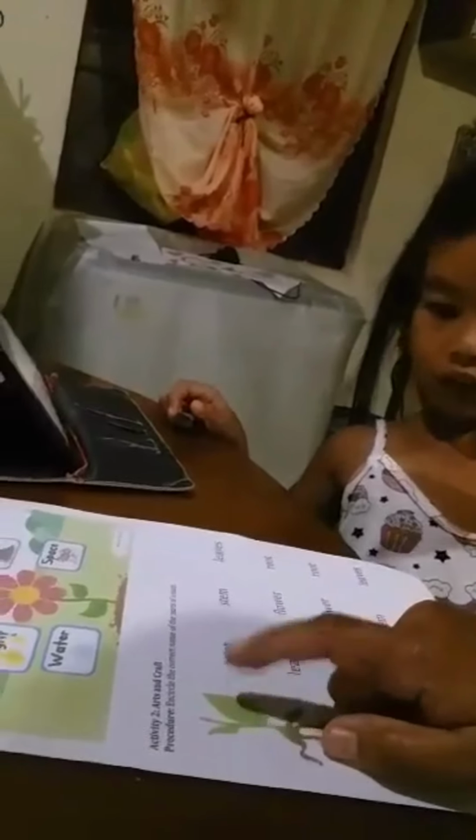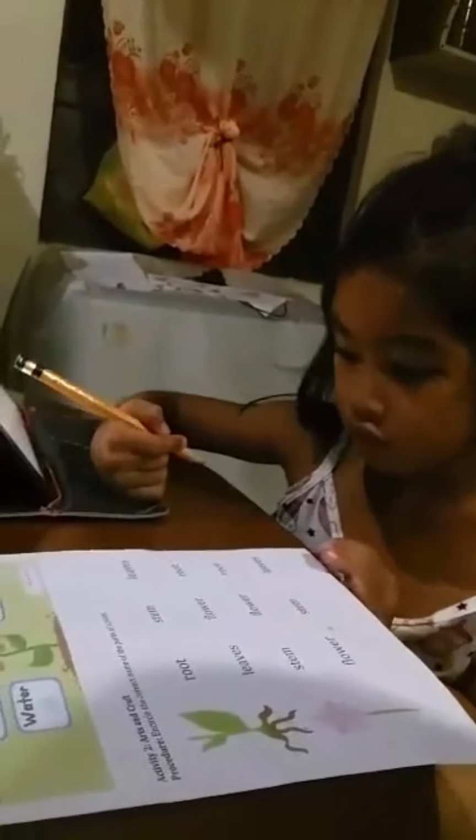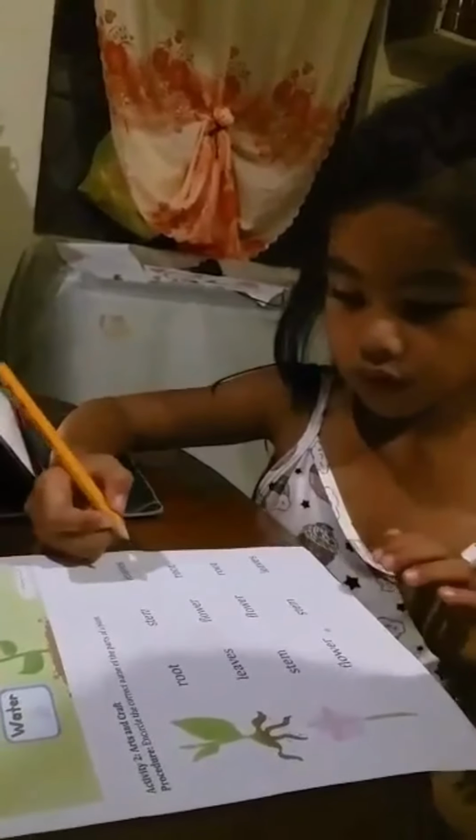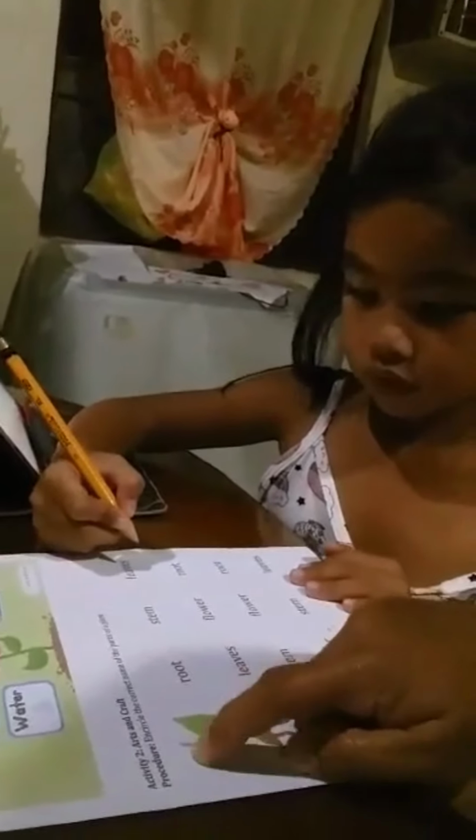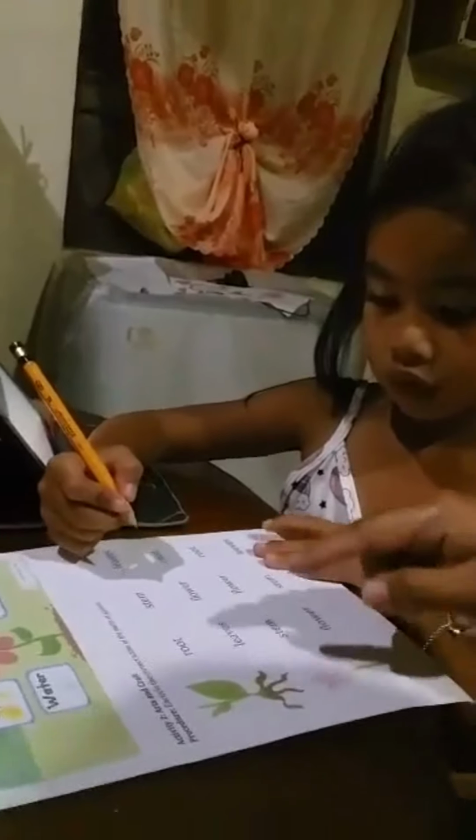Oh, come on, you encircled the correct names of the parts of the plant. So what is this? Leaf. Yes. Leaf if only one, leaves if two or more. Okay, so where are they? This one. Here only.